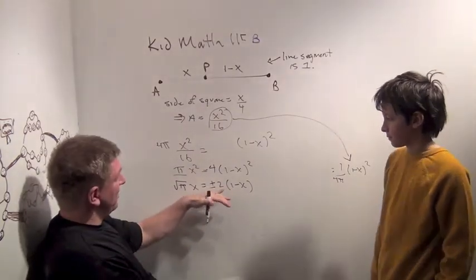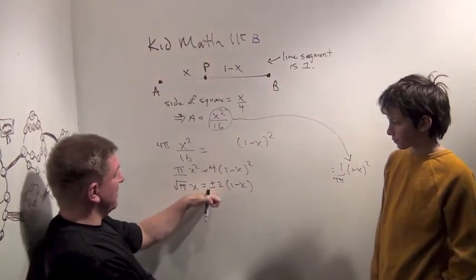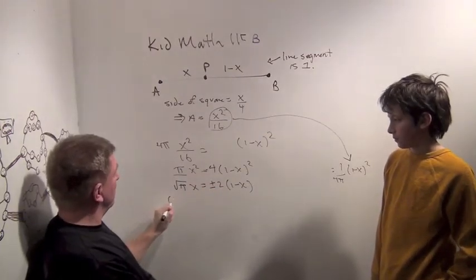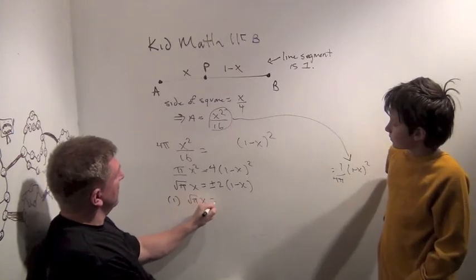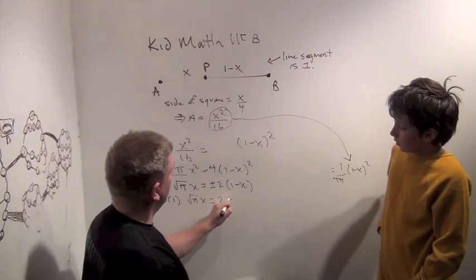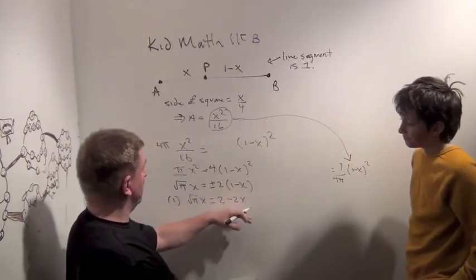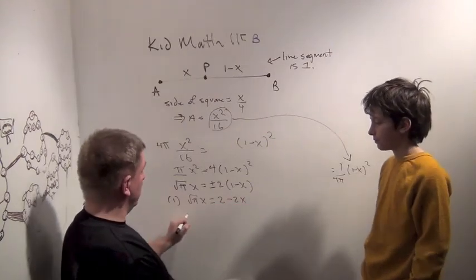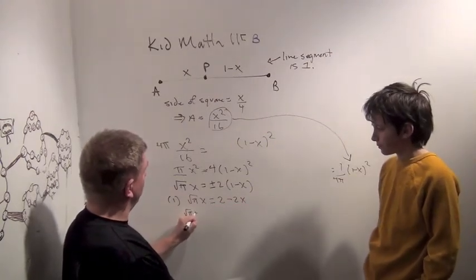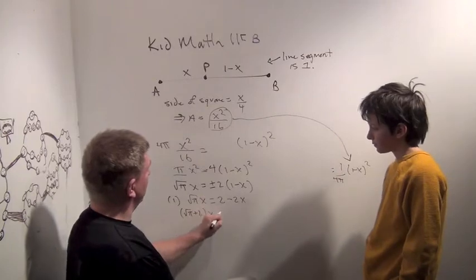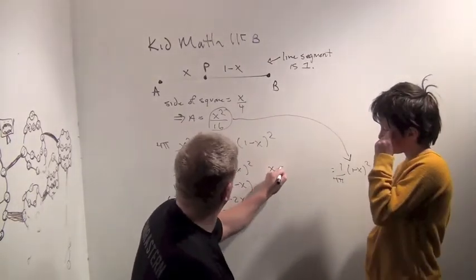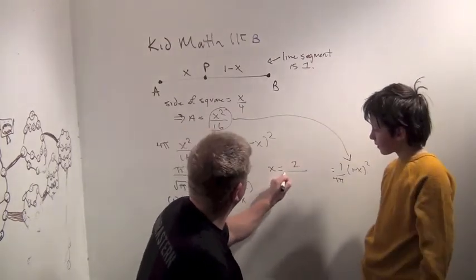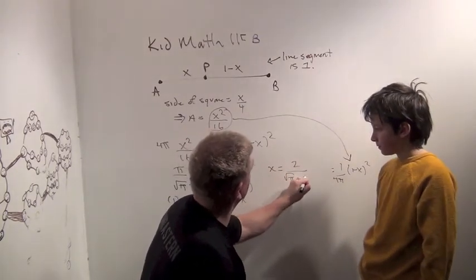So now, let's do the plus and the minus. Solution 1 is square root of pi times x equals 2 minus 2x, which says that, bring this over here, square root of pi plus 2 times x equals 2. So x equals 2 over the square root of pi plus 2.